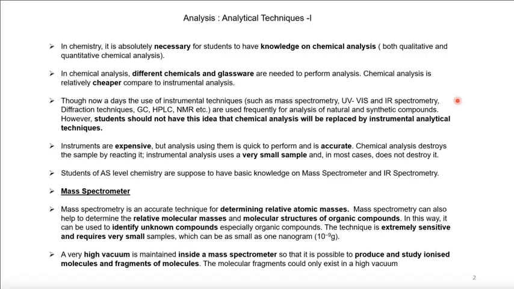This technique, mass spectrophotometry, is extremely sensitive and requires very small samples, and we mean the small sample, the nanogram level. We have to have a very high vacuum inside the mass spectrophotometer, because we will produce molecular ions and fragments of molecules. To keep these fragments of molecules and molecular ions, we have to keep the instrument in such a way that it should not react with other compounds or elements.